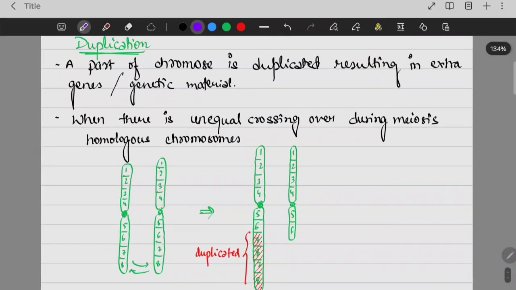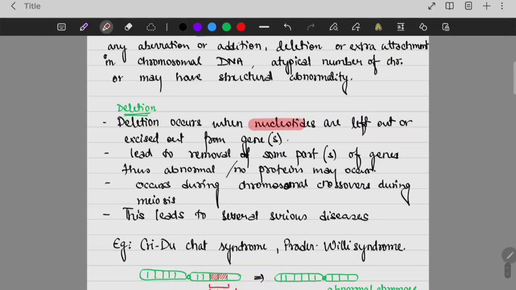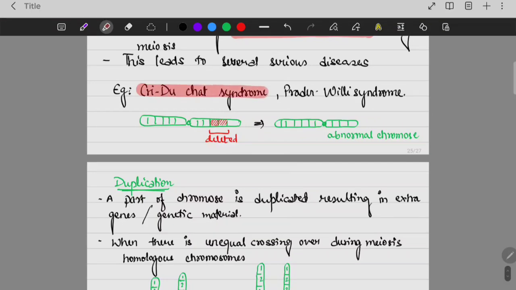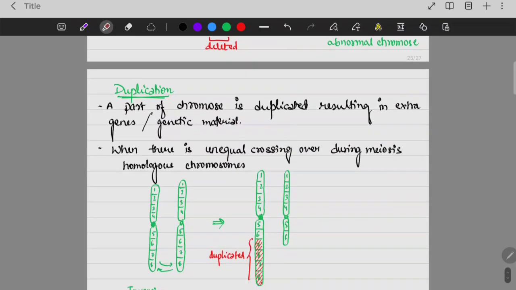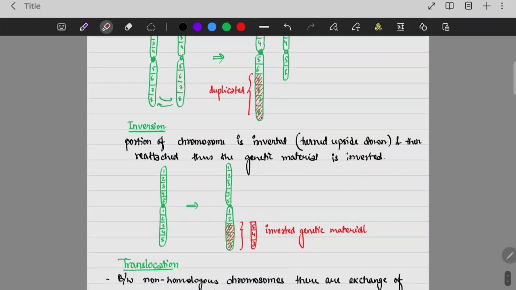So if I again mark these points, what is deletion? When nucleotides are left out or excised from the genes, it leads to removal of some part of the genes. It occurs during chromosomal crossovers. Examples include Friedreich syndrome and Prader-Willi syndrome. In duplication, a part of a chromosome is duplicated, resulting in extra genes and extra genetic material. It happens by unequal crossing over during meiosis in homologous chromosomes, as I already showed here.